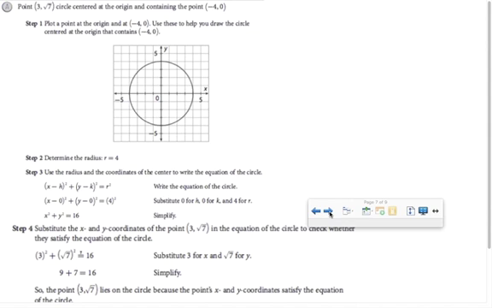Well, if the center is at 0, 0, and it passes through negative 4, 0, that's why the radius is 4, because negative 4, 0 is 4 spaces away from 0, 0. And then they wrote the equation of the circle and got x squared plus y squared equals 16. They plugged in the x value of 3 and the y value of square root of 7 into the equation, worked it out, and saw that it does satisfy the equation of the circle.